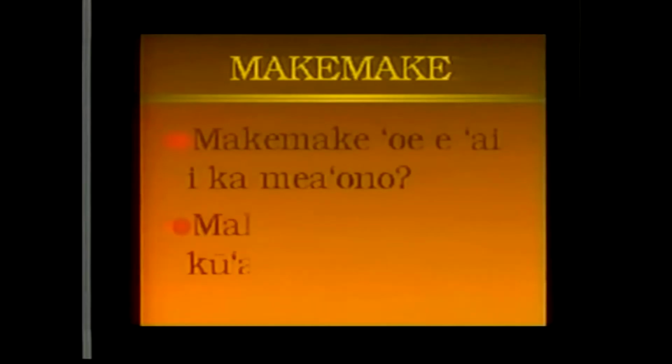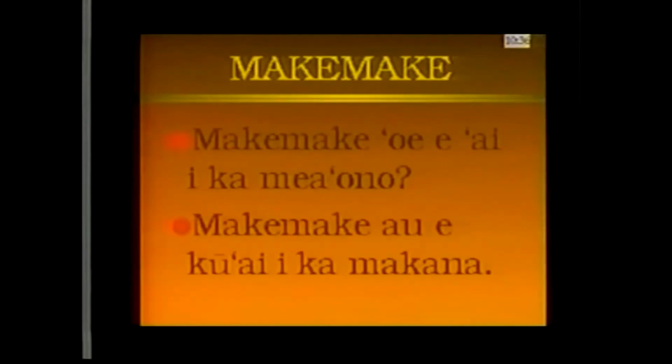See this aku over here? Let me go get my pen, okay? This aku is to look away. Remember that? Aku. The act makes the action go away. It doesn't translate. In English, there's no equivalent to aku. But in Hawaiian, we have it. Okay. Make make. Oh, yes, my favorite make make. Everybody wants to know what that is. Make make oi e ai ka mea ono.